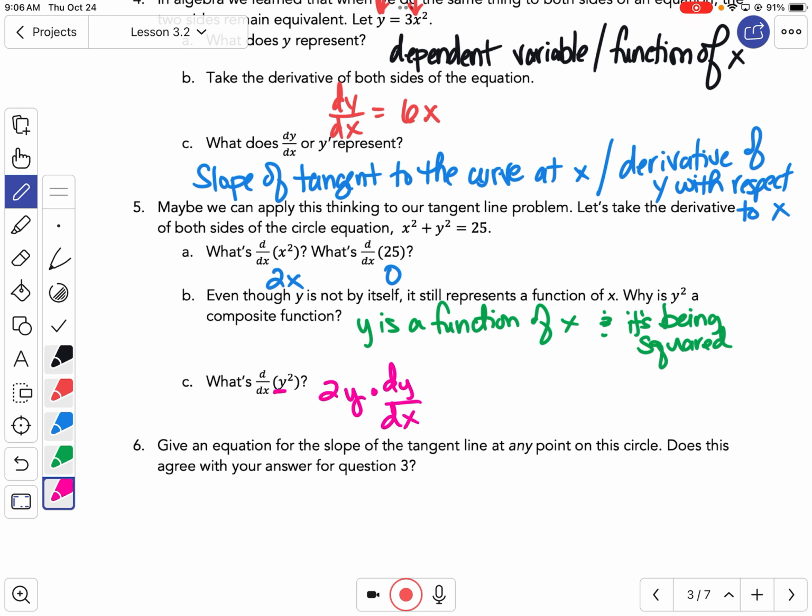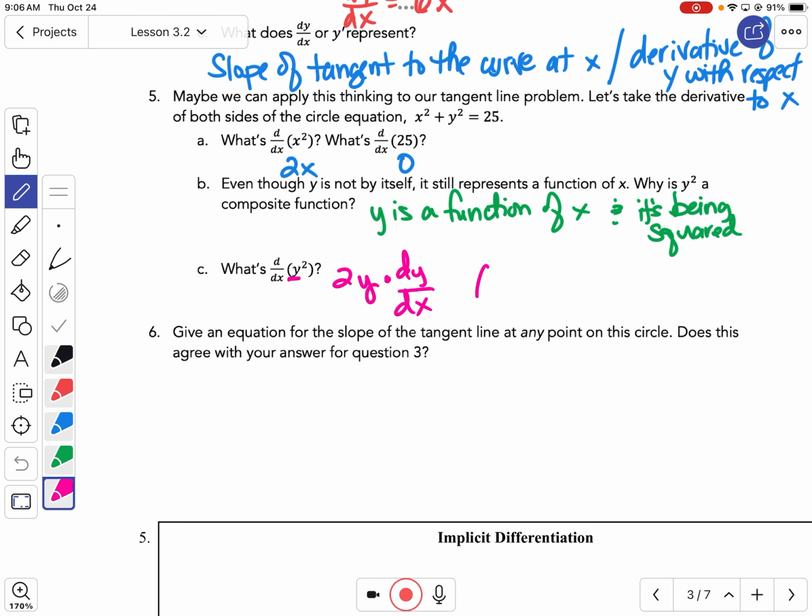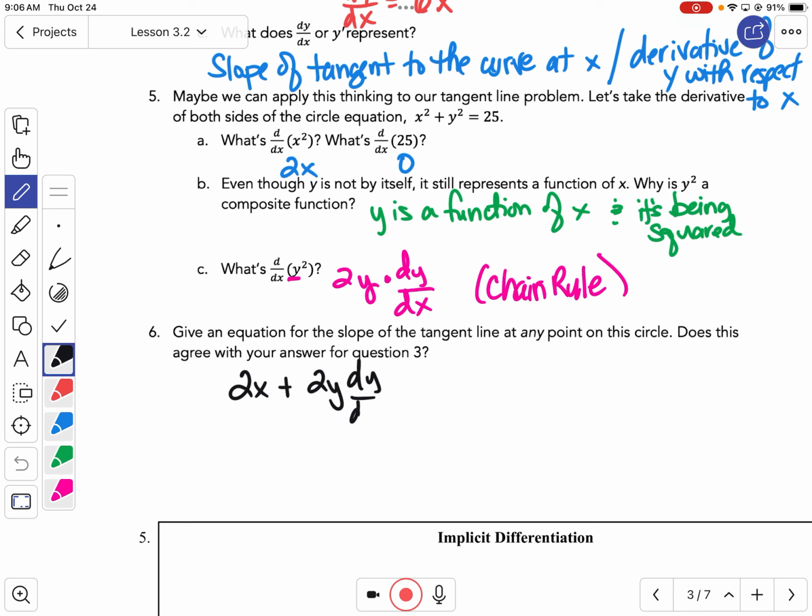So it's a composition. We're taking something and squaring it. The y is the something, so we kept the y. And then we took the derivative of the inside, which was y, so dy/dx. So that's our chain rule right here. And so now if we take all of those individual derivatives that we just did and put it all together, the derivative of that entire equation was 2x plus 2y dy/dx equals 0. We took each individual derivative and added it together, which rules of derivatives say we can do.